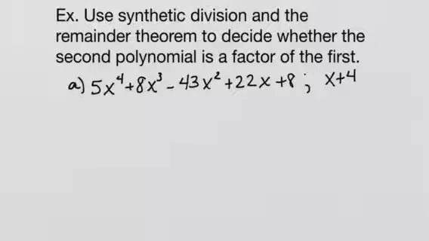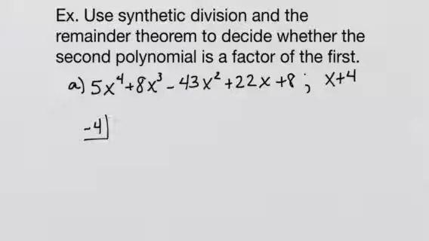In this example, we're asked to use synthetic division and the remainder theorem to decide whether the second polynomial is a factor of the first polynomial. If it is a factor, then we would do synthetic division, determine what our remainder is, and if our remainder is 0, then we can say yes, it is a factor based on the factor theorem. So doing synthetic division, we're going to use x plus 4 to decide the number that goes in the box. We're going to use the opposite sign than what it appears, so we'll take negative 4.